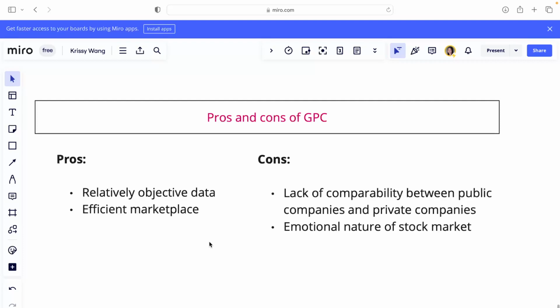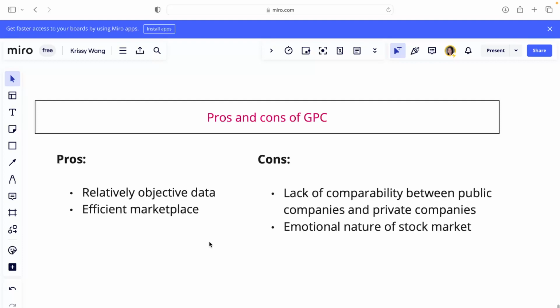And second, it's efficient marketplace information, right? Because you are letting the demand and supply play out and you observe the data from the marketplace as opposed to a private company that has not been tested by the market.